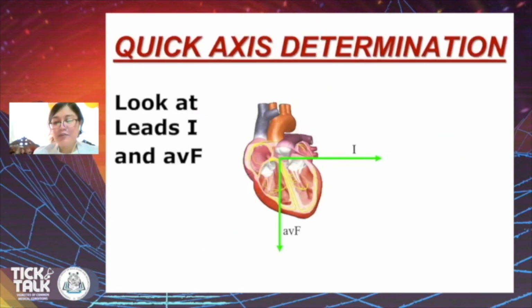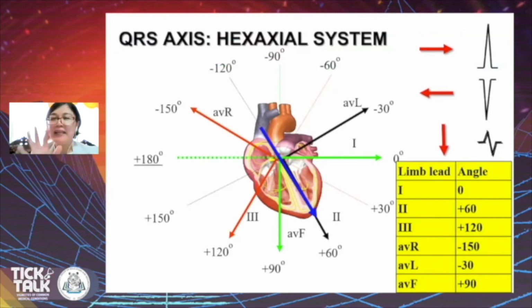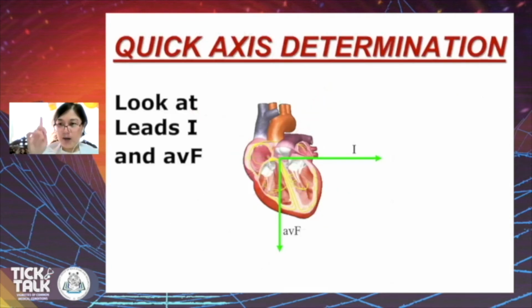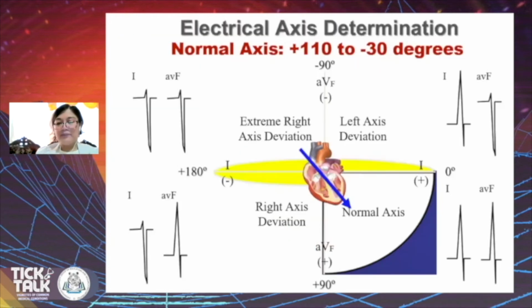So for quick determination, because this can be quite taxing if you're going to plot all the different leads, you just have to take a look at your lead one. Since lead one basically takes a look at the electrical flow from your right arm to your left arm, we know for a fact that your lead one should be upright. Same is true with your AVF, since it takes a look at the electrical impulse at the foot, or the inferior portion of the patient.